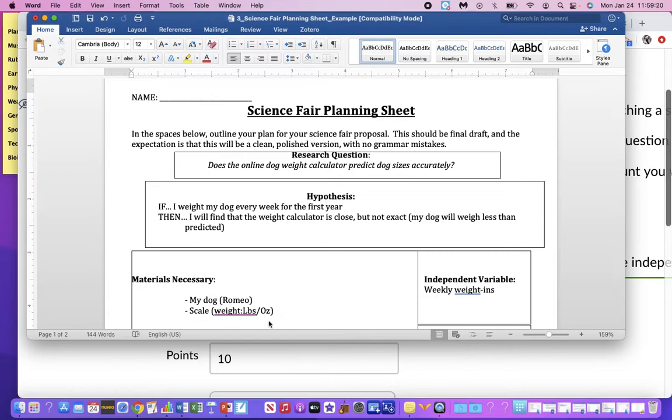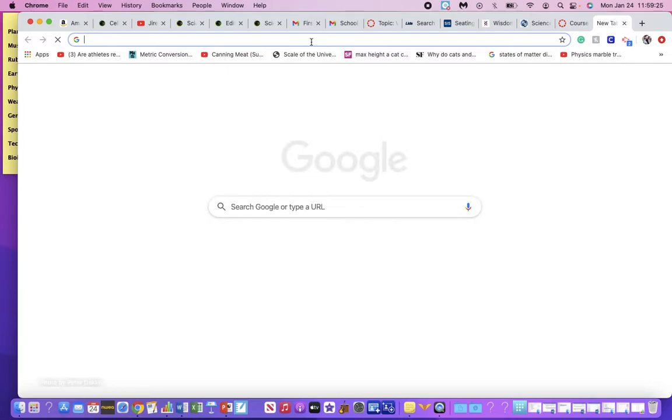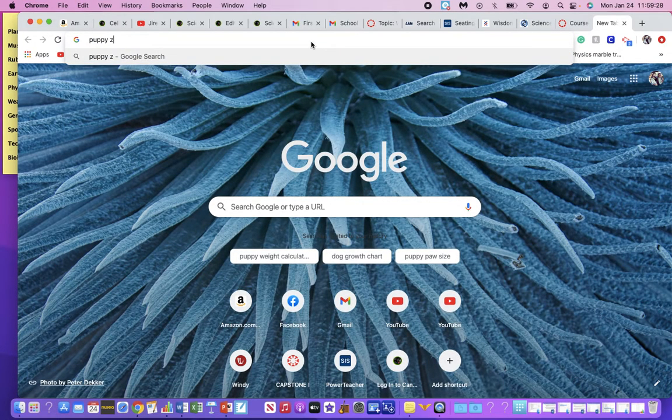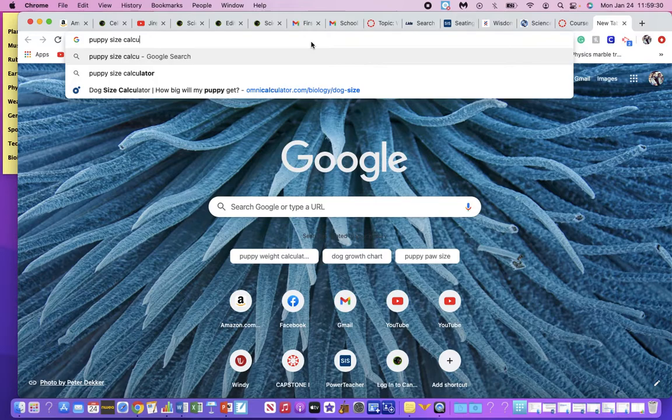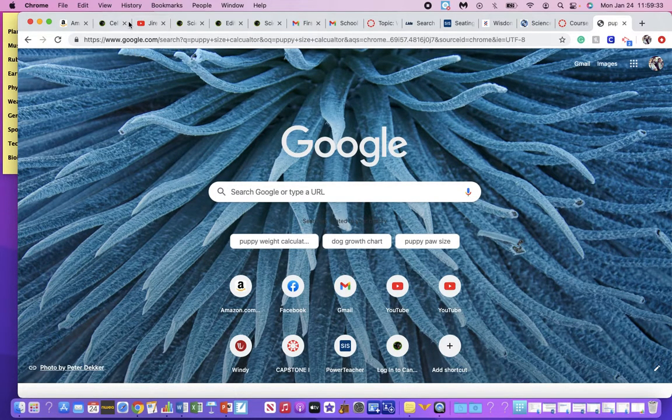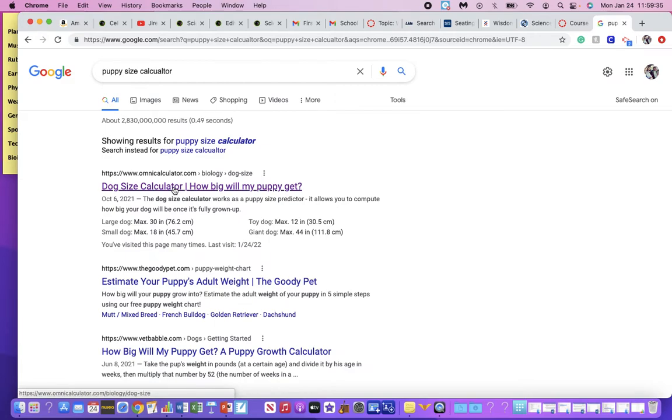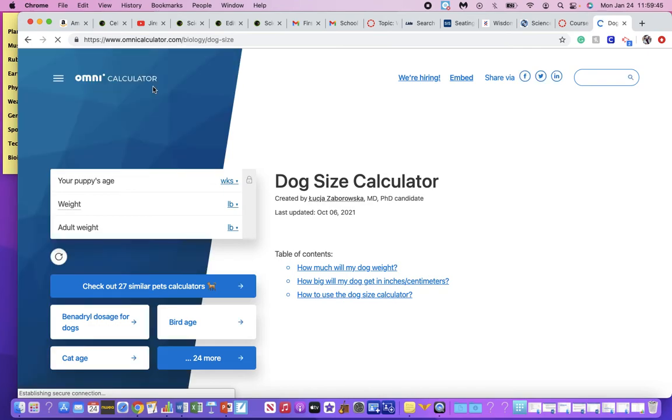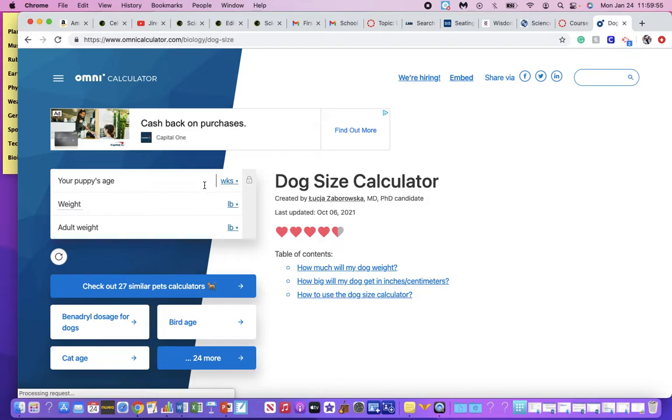Basically, I went online and I put in something to the effect of puppy size calculator. And I misspelled calculator, but what I got was this, dog size calculator. How big will my puppy get? And this website's pretty cool. It takes a real simple formula, which it actually tells you if you do a little bit of reading on the website. Otherwise, all you do is enter your puppy's age here in weeks. You enter its current weight, and it will predict for you your adult weight.